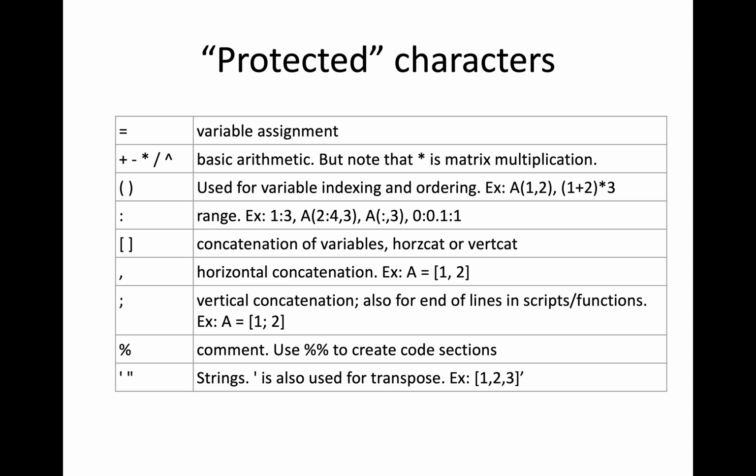For example, the equal sign is meant to be used in a very special way. Addition, subtraction, multiplication, division, and the exponent here are also special characters. These are used for variable indexing, accessing elements inside arrays. These are used for range. These are concatenation of variables, and so on.